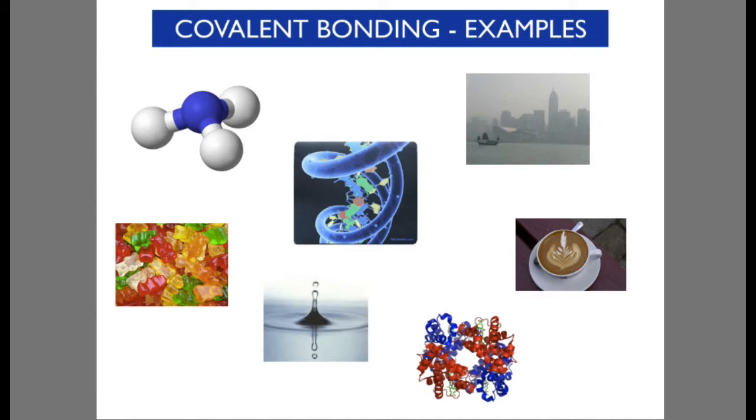Here's some examples of covalent bonding. We have ammonia up here, and we have some gummy bears here. The gelatin within gummy bears has covalent bonding. We have DNA here. The bonds holding DNA together are covalent bonds. Water is covalently bonded.